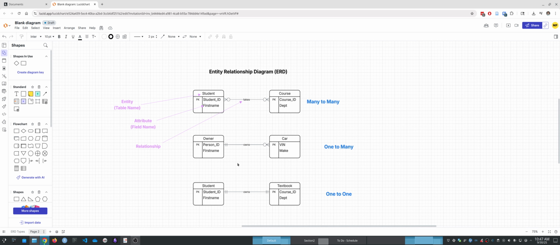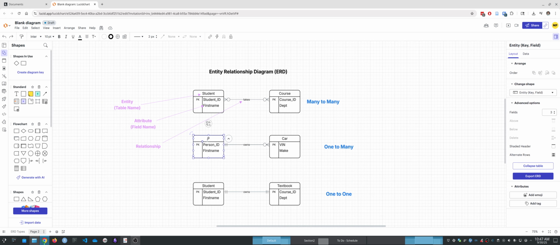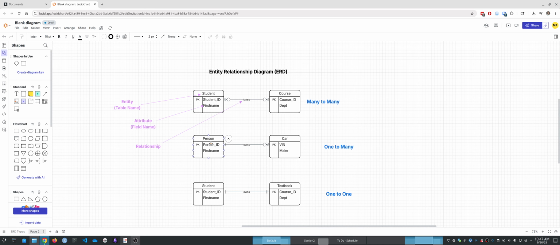Likewise, let's move down here. Say we have an owner and a car. An owner owns 0 to many cars, and maybe we could call this a person. Might be better. So a person doesn't have to own a car. We allow for that right here. But a person could own many cars, and we allow that with that little crow's foot, which symbolizes many.